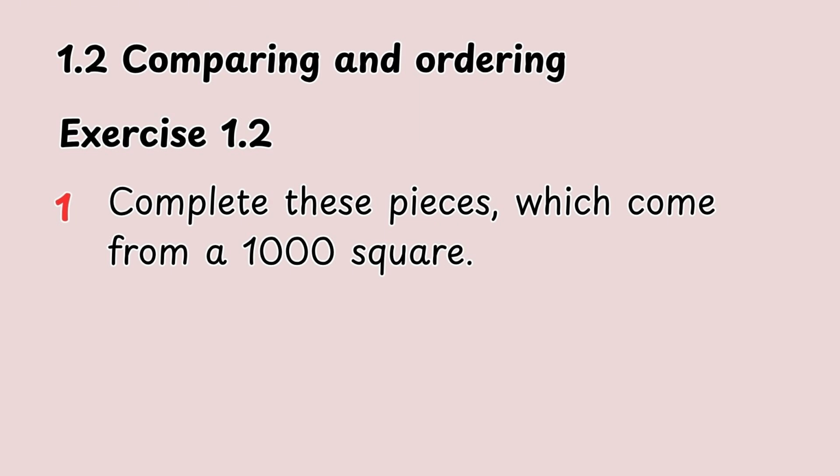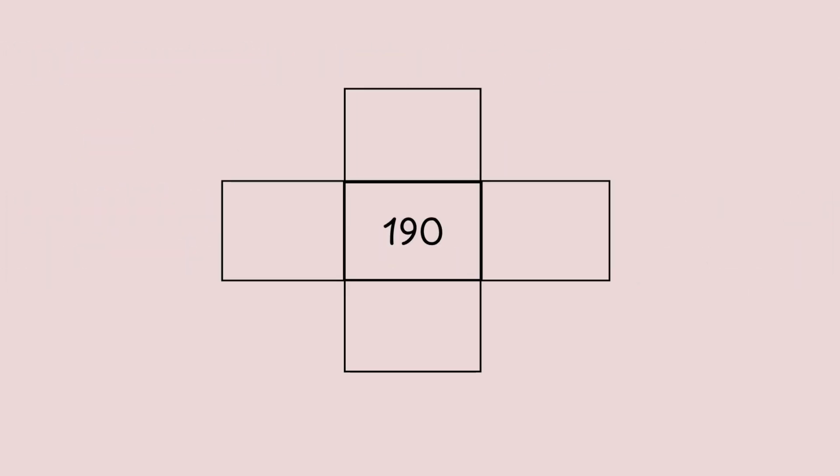1.2. Comparing and ordering. Exercise 1.2. Number 1. Complete these pieces which come from the 1000 square. So, look at this number cross. It looks like a puzzle, but it's actually a magic trick for counting.